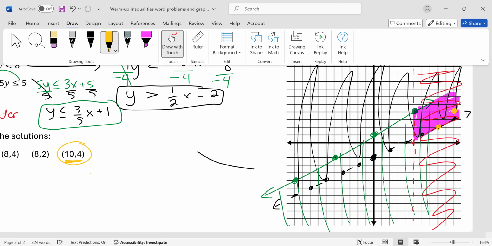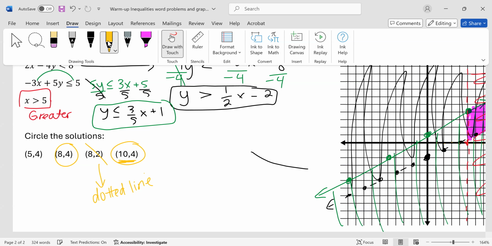And let's see, 5-4. Let's see if that is in it. 1, 2, 3, 4, 5. 1, 2, 3, right here. Is that a solution? Yes, it is. It's not on a dashed line, it's on a solid line. Oh, wait, it is on a dashed line.